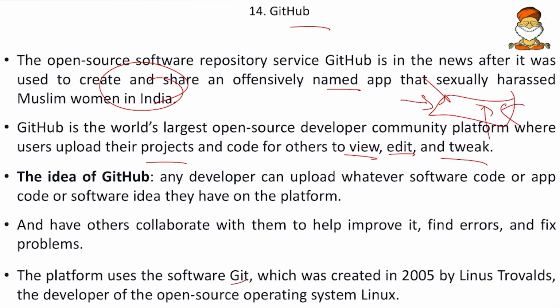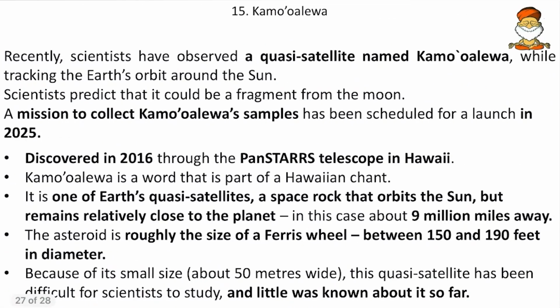And the platform uses the software called Git, which was created in 2005 by Linus Torvalds. Friends, who is this Linus Torvalds? He is the developer of the Linux operating system. So for us, how this GitHub technology works and who did it, that is more than sufficient.